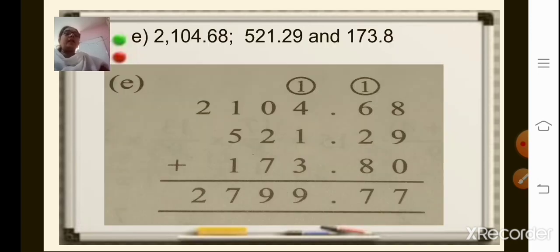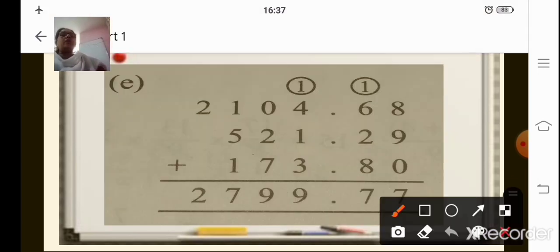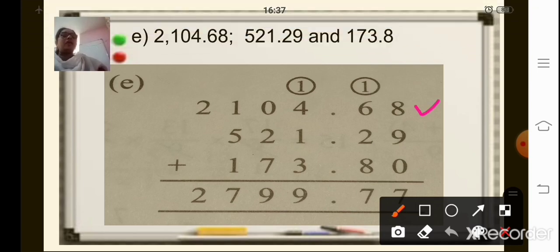Second sum is E1, 2104.68. Okay, then we have the second number 521.29 and then 173.8. So we'll add a 0 to make it into a like decimal and then add all the 3 numbers. Now when we add all the 3 numbers, the same way we add whole numbers, and then put the decimal point. So your answer is 2799.77. And just solve it in your notebook.